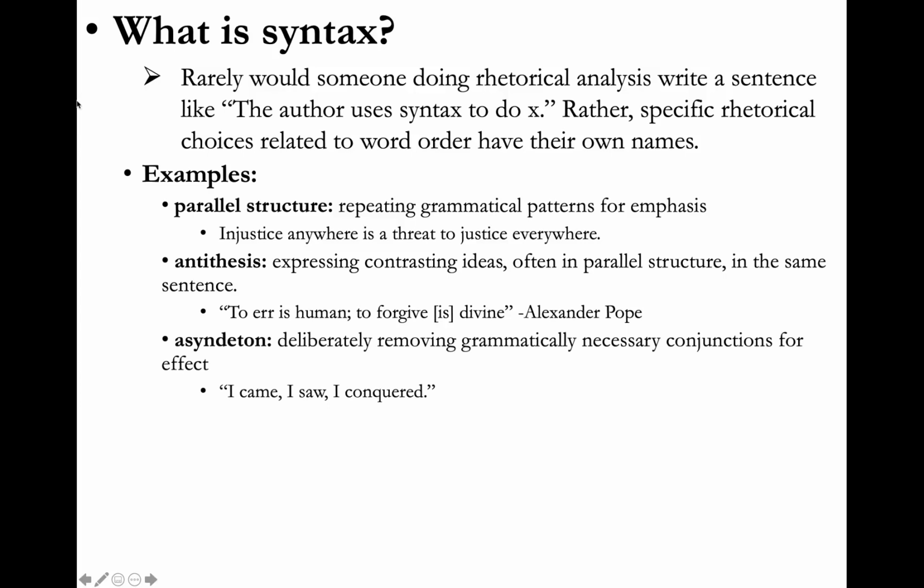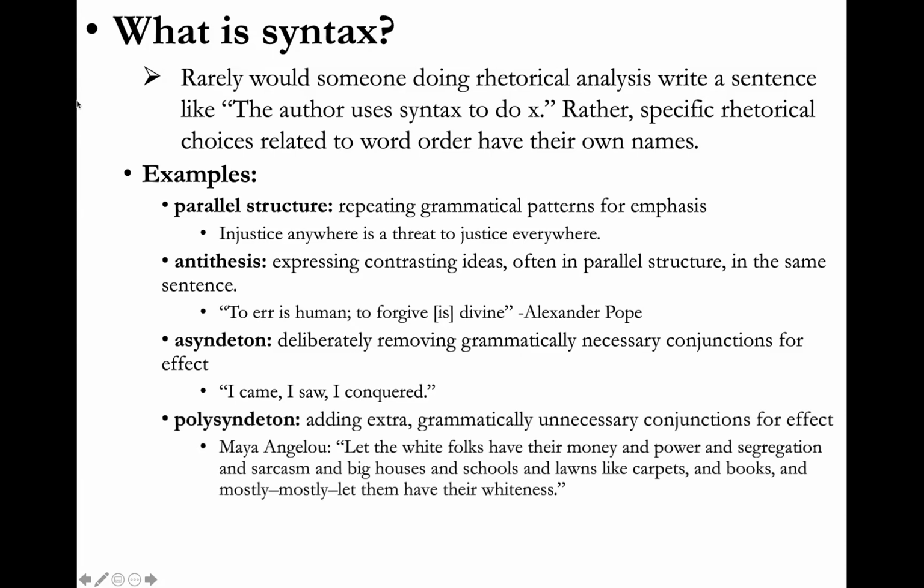So you have asyndeton, that is the deliberate removal of grammatically necessary conjunctions for effect. So you're not supposed to be able to say in English, I came, I saw, I conquered, like Julius Caesar does. You're supposed to have an and after that second comma. I came, I saw, and I conquered. But it's more emotionally provocative. It's more convincing, if you will, to leave the and out in that sentence, and so the writers have.